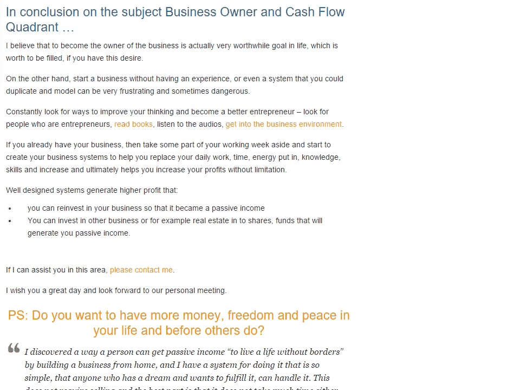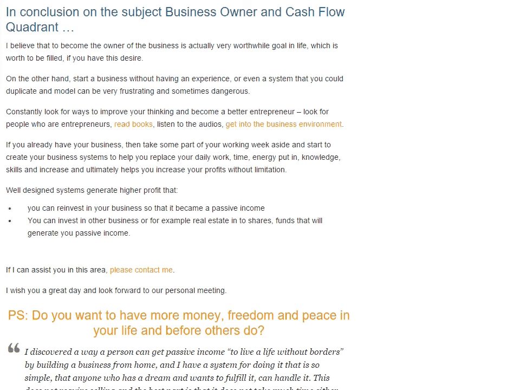In conclusion, on the subject of business owner and cash flow quadrant, I believe that becoming the owner of a business is actually a very worthwhile goal in life, which is worth pursuing if you have this desire. On the other hand, starting a business without experience or even a system that you could duplicate and model can be very frustrating and sometimes dangerous.